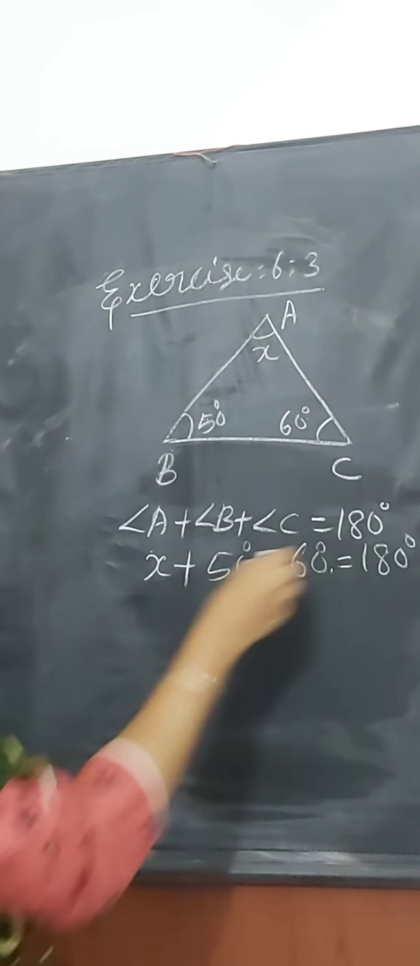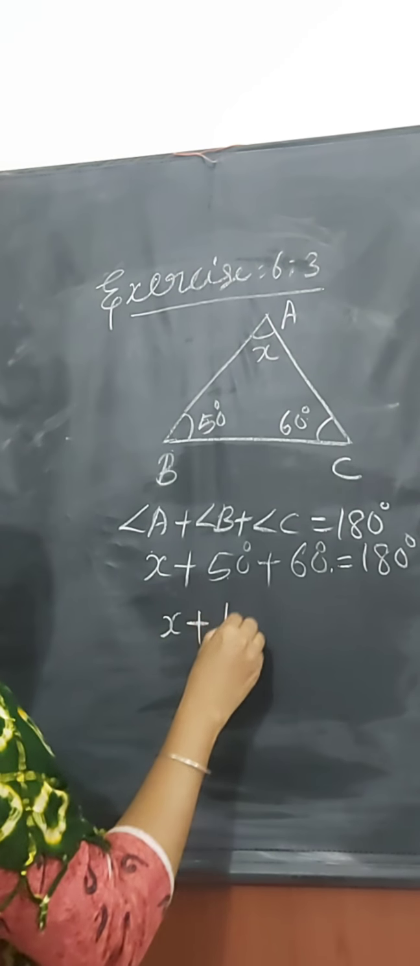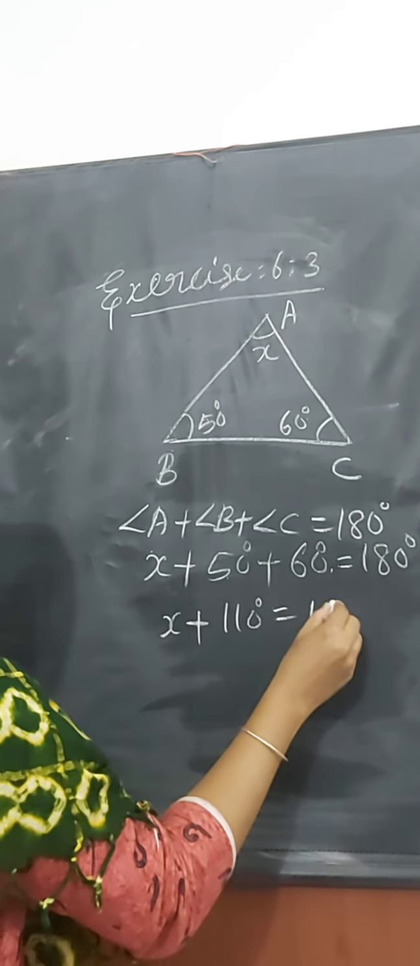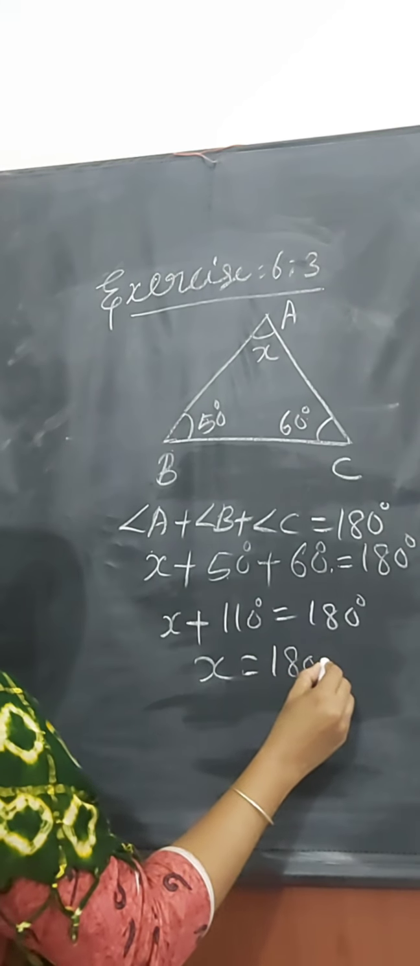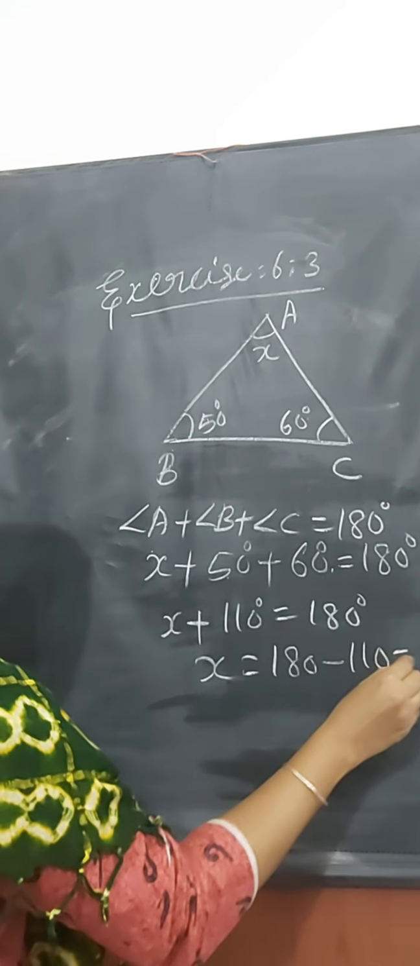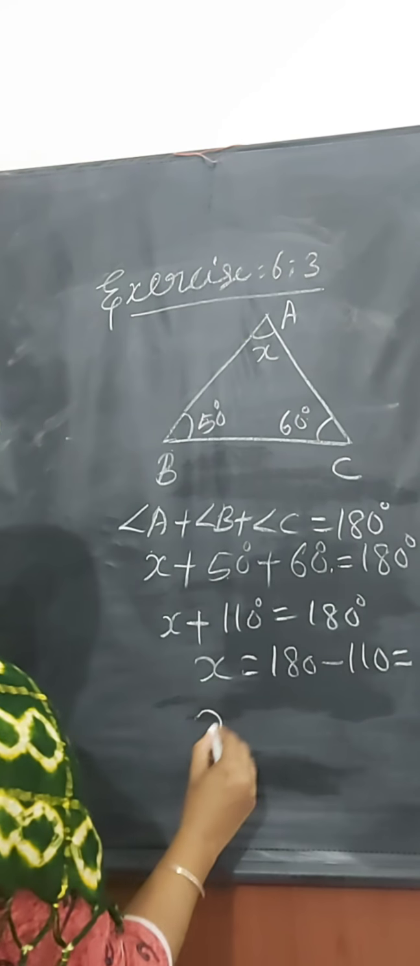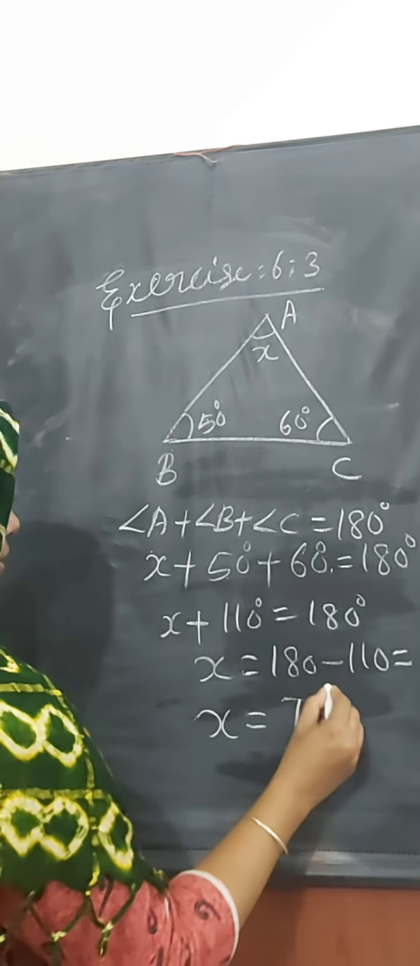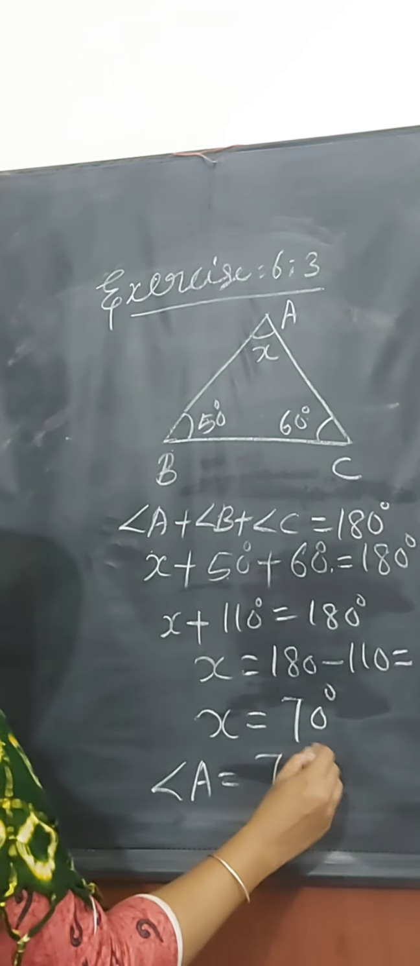50 degrees plus 60 degrees we get 110. X plus 110 degrees equals 180 degrees. X equals 180 minus 110. We get the answer 70 degrees. X equals 70 degrees. Angle A equals 70 degrees.